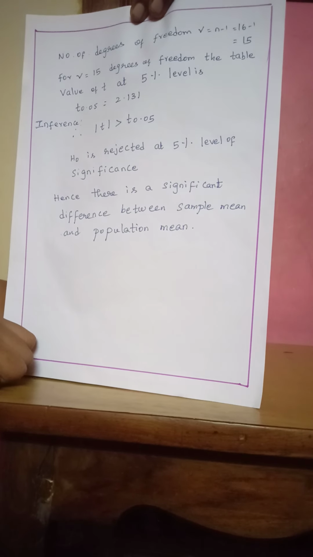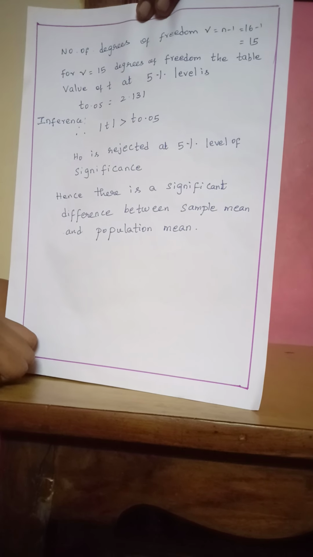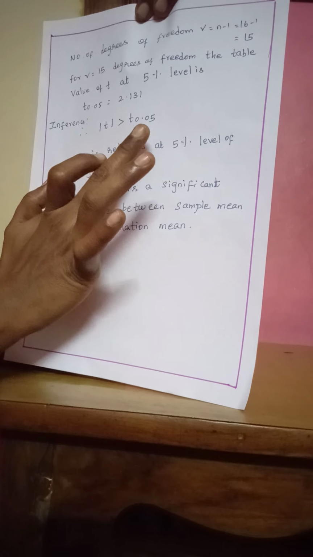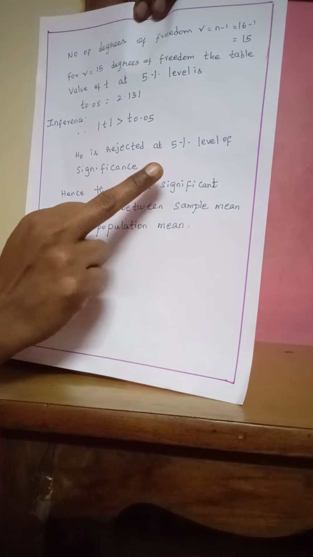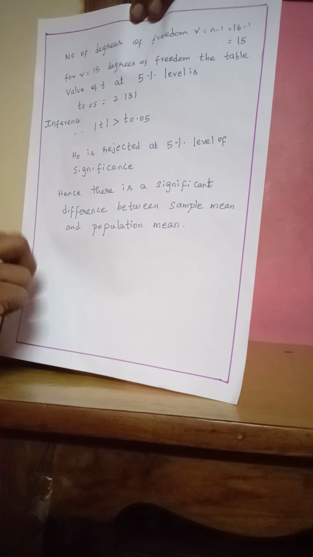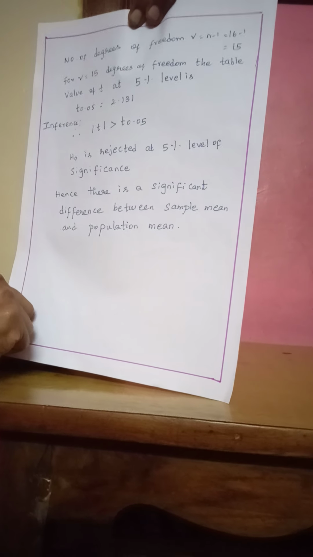Now, we find degrees of freedom. Degrees of freedom, nu, formula is n minus 1. So, we get nu equal to 15 degrees of freedom. The table value of t at 5% level is 2.131. Here, calculated value is greater than table value. So, our null hypothesis H0 is rejected at 5% level of significance. Hence, our conclusion is there is a significant difference between sample mean and population mean.